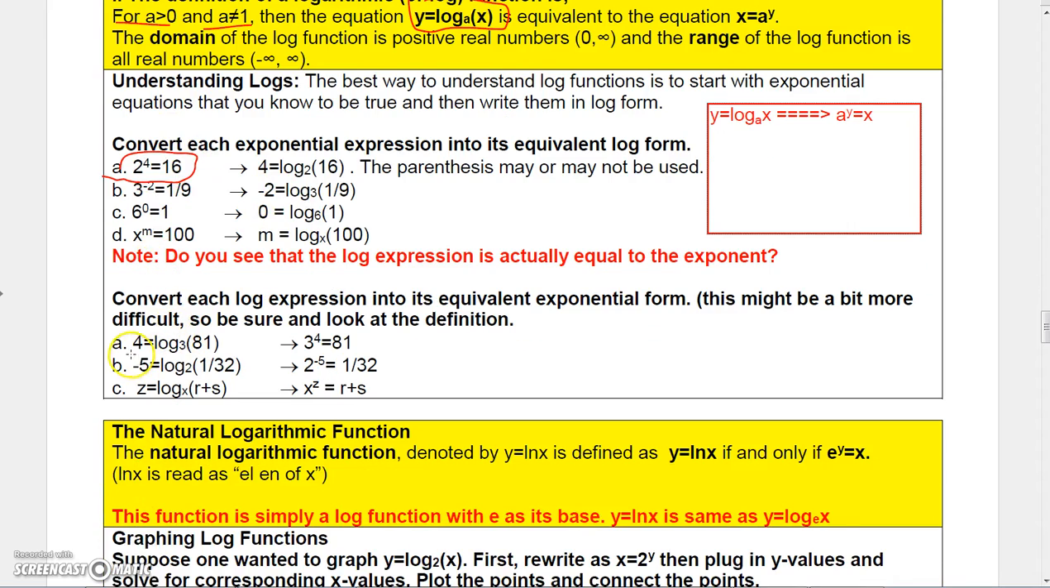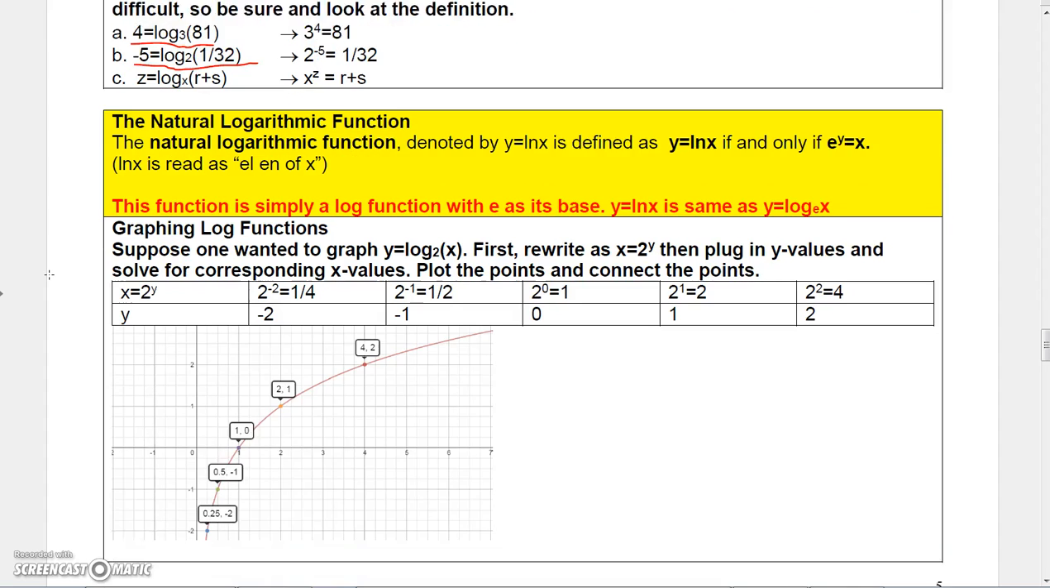If you wanted to go the other way, if you wanted to convert a log into exponential form, here 4 equals log of 81 base 3 would be the same as saying 3 to the 4th is equal to 81, and then negative 5 equals log of 1/32 base 2 is the same as saying 2 to the negative 5 equals 1 over 32. Alright, you can read the other one there.